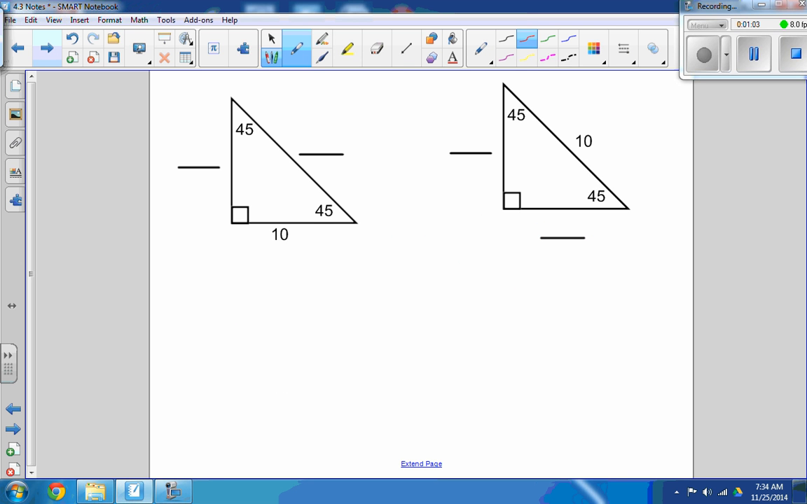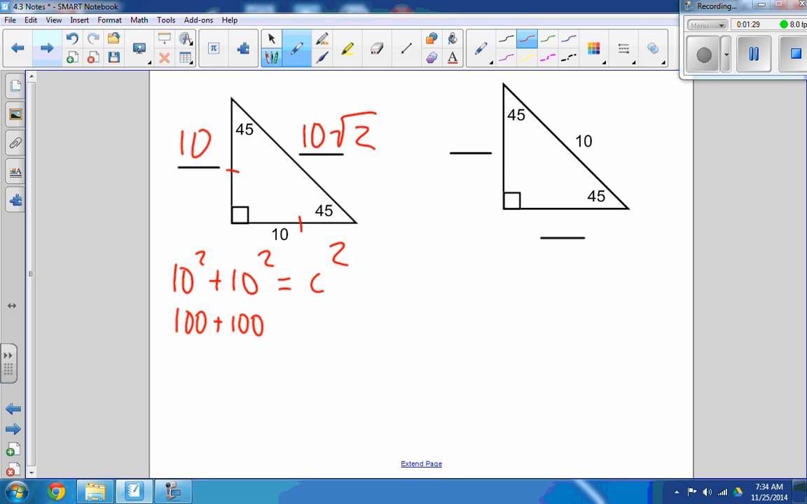All right, so let's solve a couple of these problems. So we know it's isosceles. So if one side's 10, the other side's got to be 10. So 10, 10, so this guy is going to be 10 square root of 2. We could go through the Pythagorean theorem to prove that. 10 squared plus 10 squared equals c squared, so that's 100 plus 100, so that's 200, square root of that. Well, that ends up being 10 square root of 2.